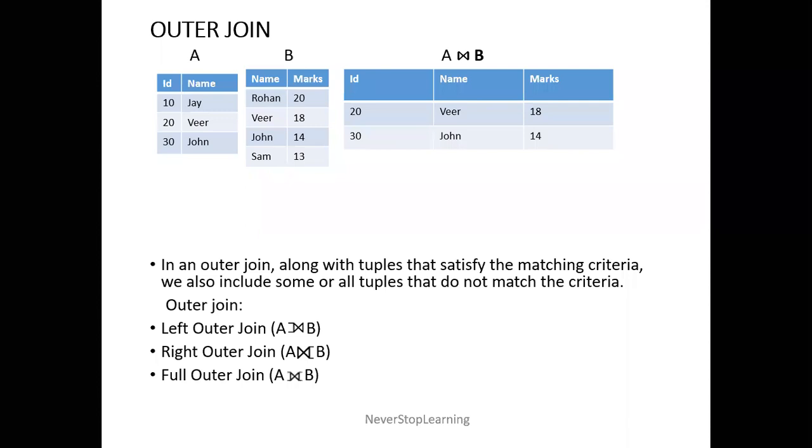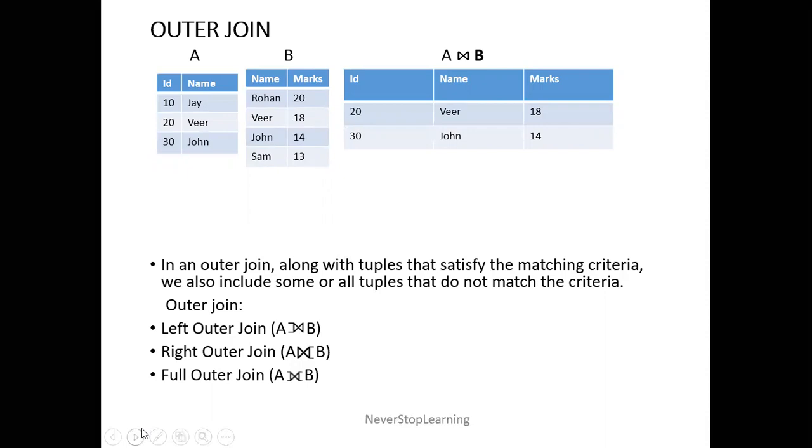So to overcome this problem, we got outer join. In an outer join, along with tuples that satisfy the matching criteria, we also include some or all tuples that do not match the criteria. So the problem of data loss can be overcome by outer join. And the problem of having a common attribute with same type and domain is also overcome by outer join. We are allowed to apply outer join on attributes with a different name. There are three types of outer join: left outer join, right outer join, and full outer join.